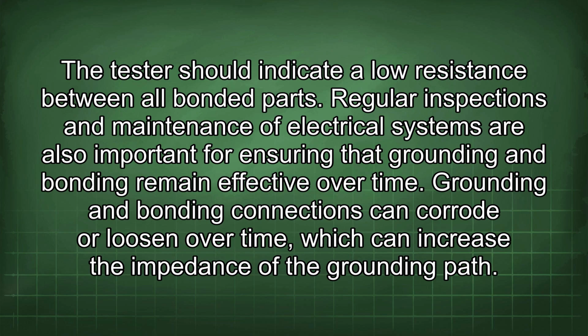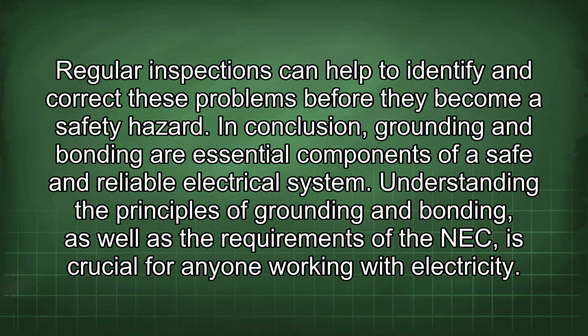Regular inspections and maintenance of electrical systems are also important for ensuring that grounding and bonding remain effective over time. Grounding and bonding connections can corrode or loosen over time, which can increase the impedance of the grounding path. Regular inspections can help to identify and correct these problems before they become a safety hazard.